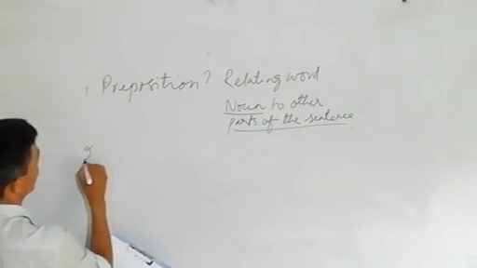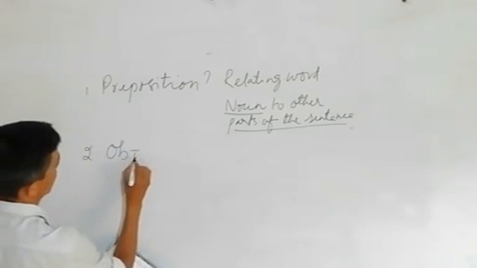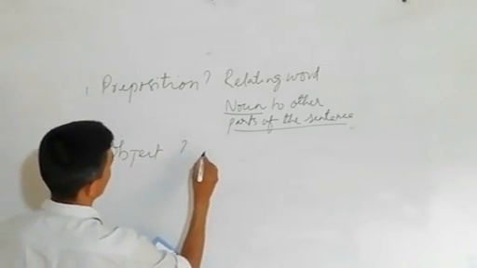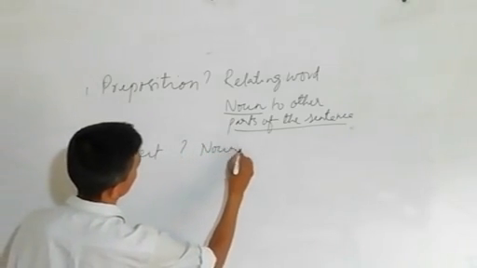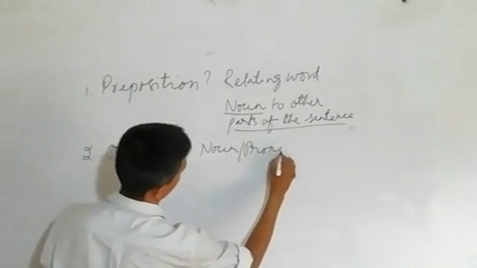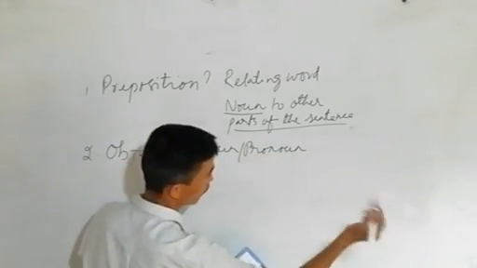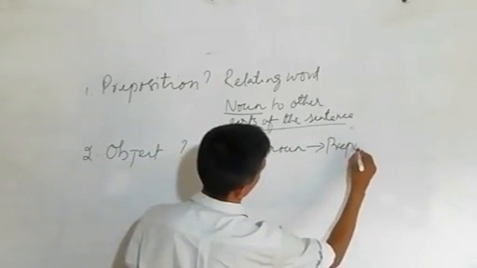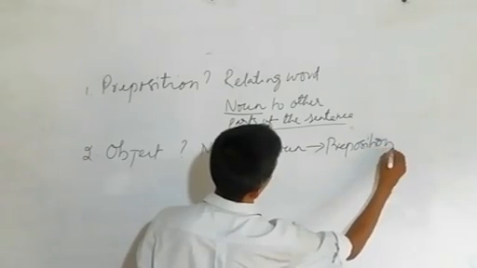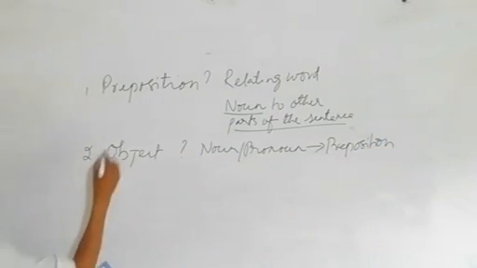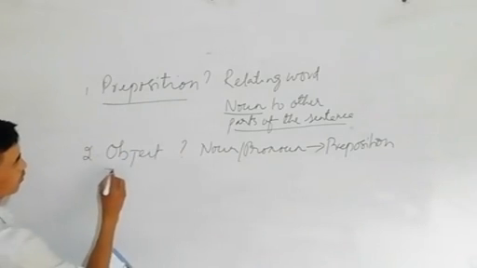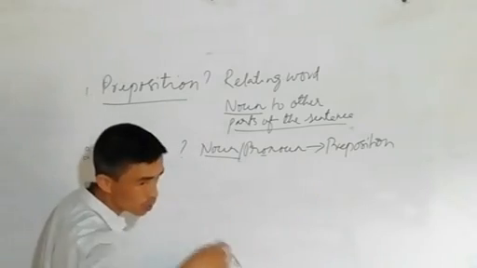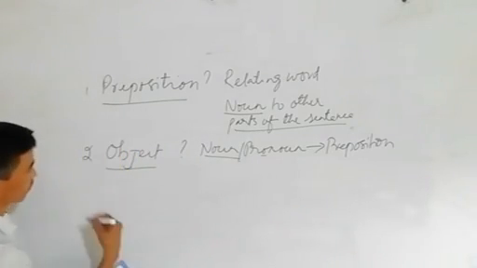After that, number two, we discussed the object of the preposition. What is the object of the preposition? The noun or the pronoun that follows the preposition is what we call the object of the preposition. First we talked about the preposition, second about the object of the preposition.